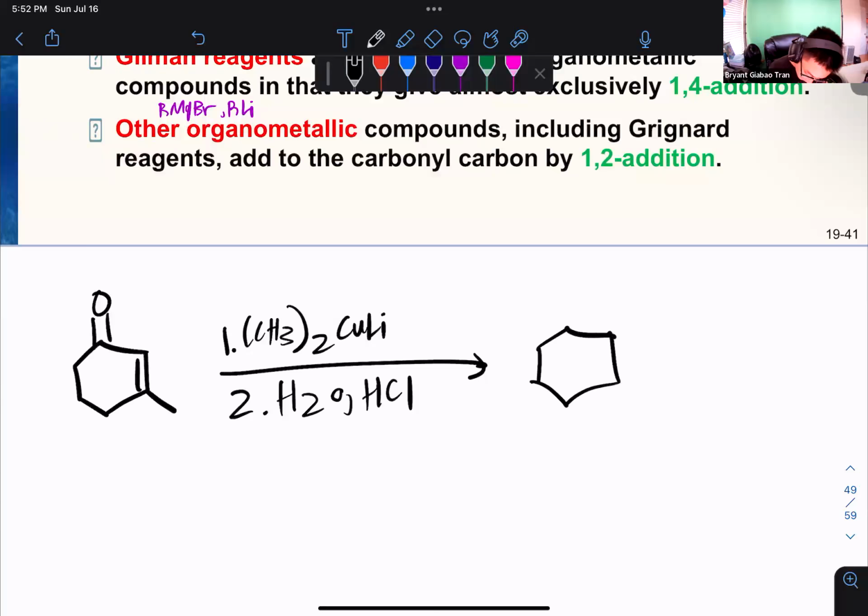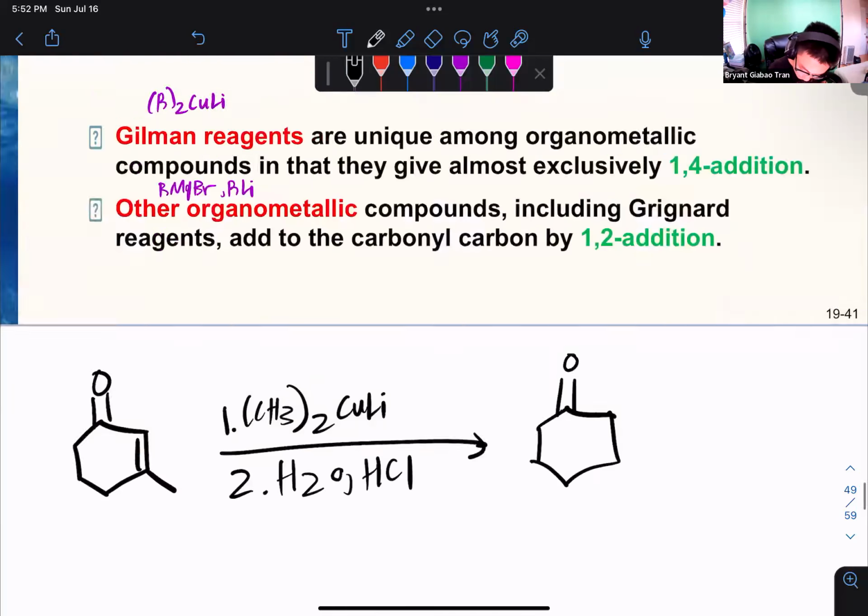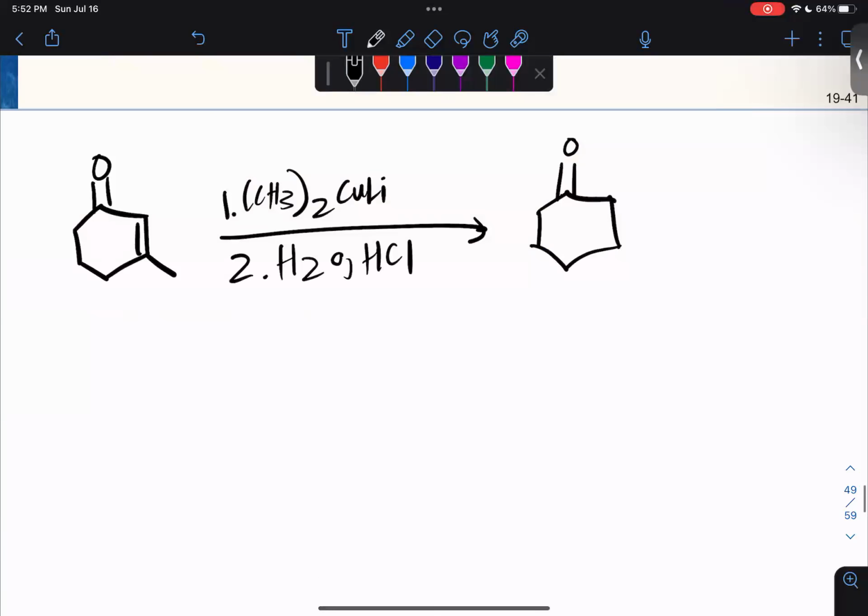Have you done these mechanisms in the lab? In the lab, I think I have in 118. Yeah, in my last quarter of OChem. I can't remember if we did this.